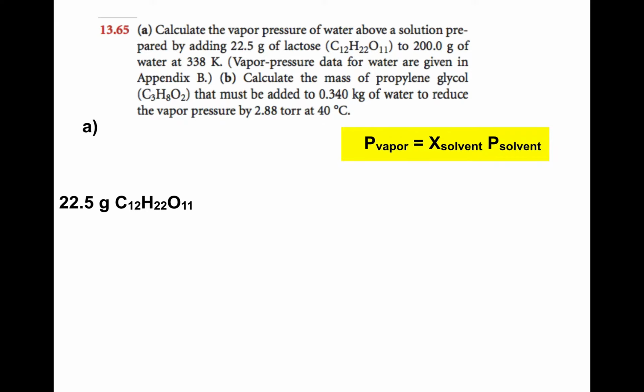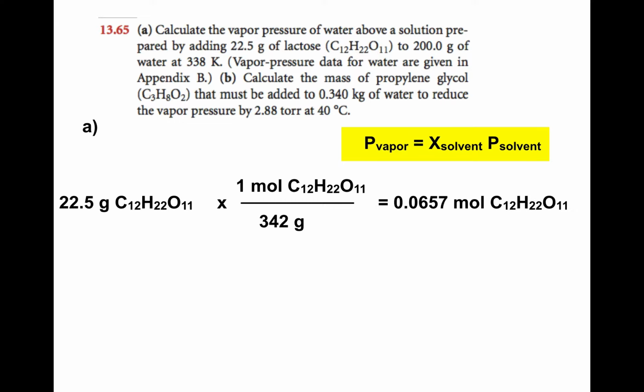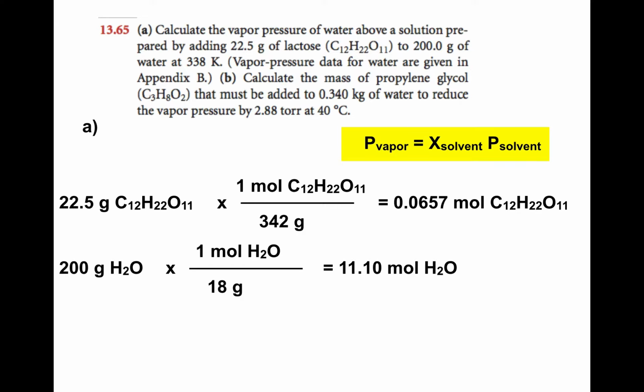So if I have 22.5 grams of lactose, we use the molar mass to get to moles. They gave me grams of water. I use molar mass of water to get to moles of water. And then to get to mole fraction, I take total moles, moles of lactose plus moles of water, and divide it into moles of water. I want the mole fraction of the solvent.